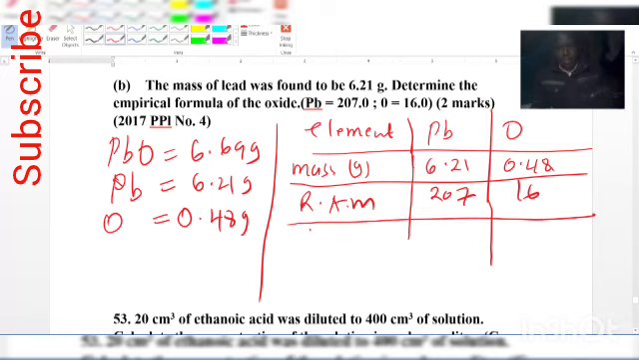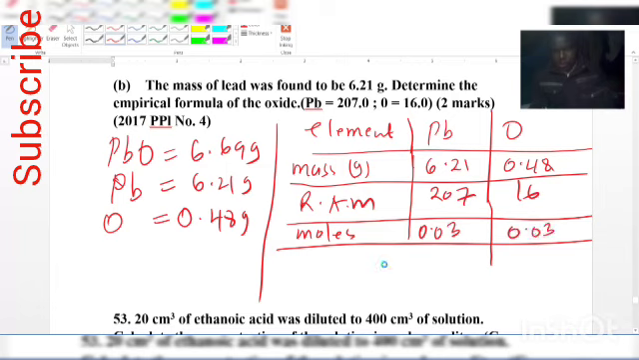Next is the number of moles. Moles is mass over AM, which is 0.03, and this one is 0.03. So the mole ratio is 1:1. Then now the empirical formula is lead oxide.